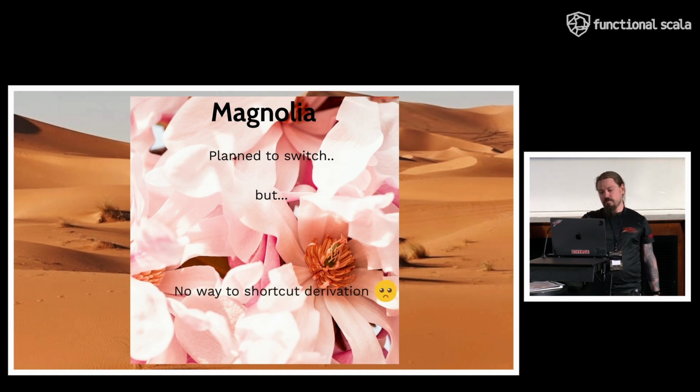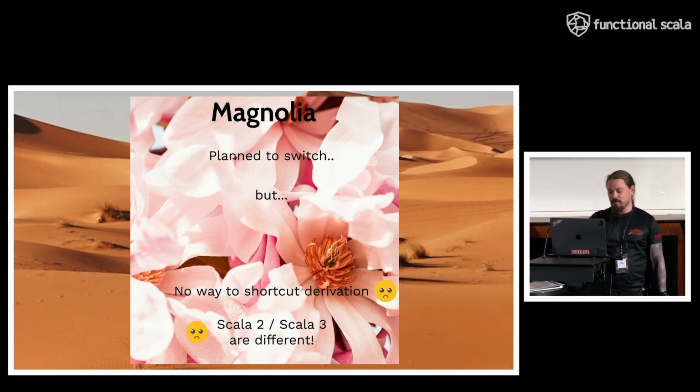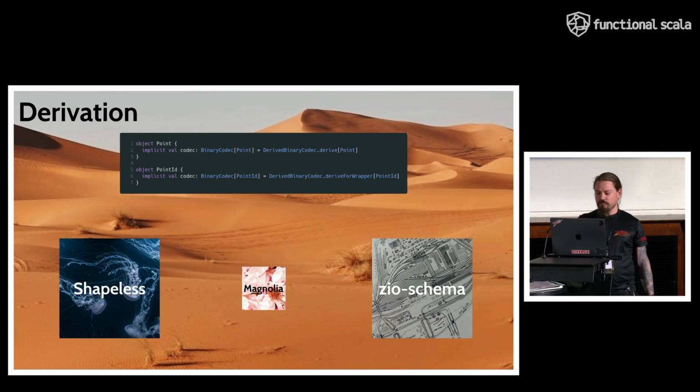One is that there is no way to shortcut the derivation with Magnolia. So for the fields that I'm marking as transient, I don't want the macro to derive the codec at all. I tried to open issues regarding this problem, but it was never really added. But also there is another problem with Magnolia, in my opinion. Sorry for everybody, it's a nice library, but I don't understand why the Scala 2 and the Scala 3 versions are different, and I didn't want to write a separate version of my codec deriver for the two Scala versions. So there is no Magnolia version.